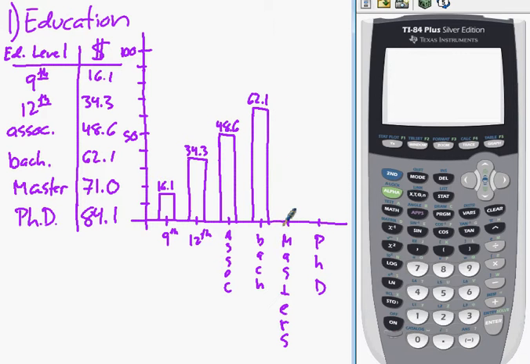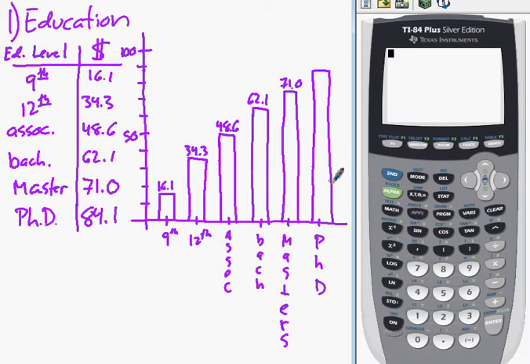Master's 71. 50, 60, 71. And finally, the PhD goes up to 84. So somewhere around there. 84.1. And there is the bar graph.